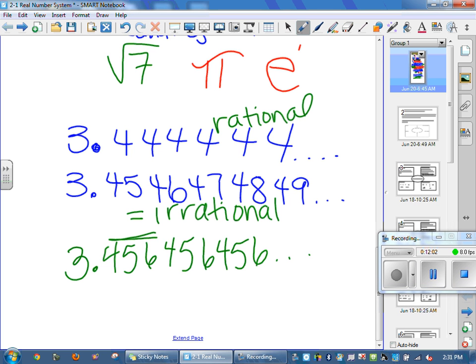Over here we've got 4, 5, then 4, 6. The pattern doesn't stay with the same digits repeating. Okay? It's repeating different numbers in a different pattern. That's why this number here is irrational.